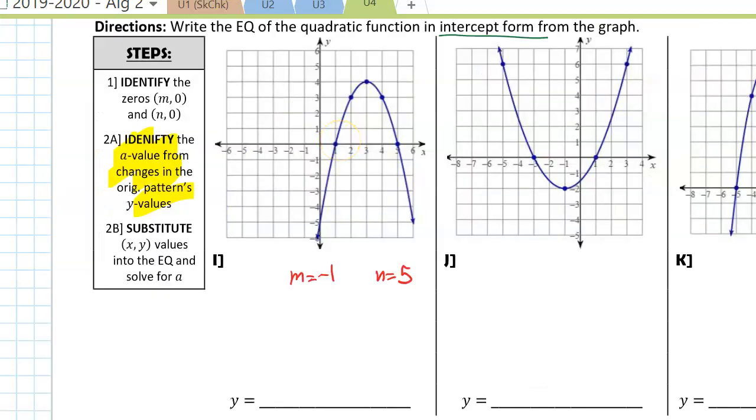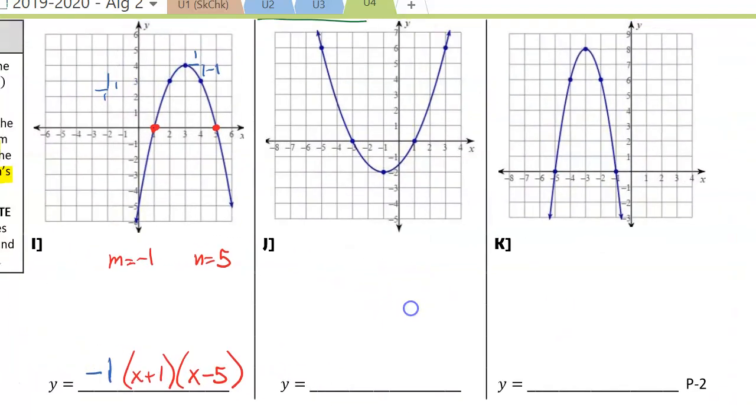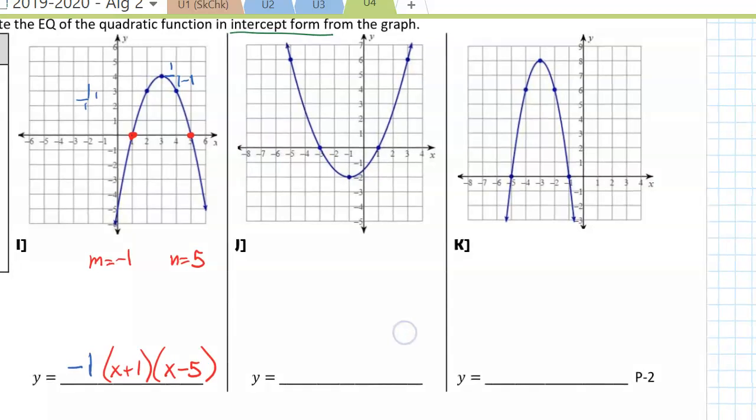So in example I, we see that m is equal to -1 and n is equal to 5. So meaning in terms of intercept form, we would write this as x plus 1 and x minus 5. Again, the opposite values of what we see. Now, looking to figure out our a value, we see that we go over 1 and down 1. Normally we go over 1 and up 1, so that must mean our a value is -1. Take a moment and see if you can try J and K.